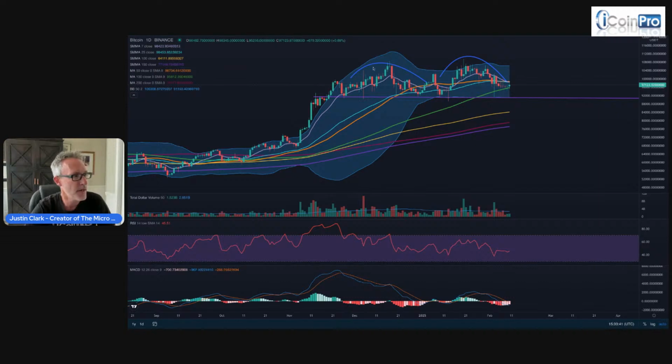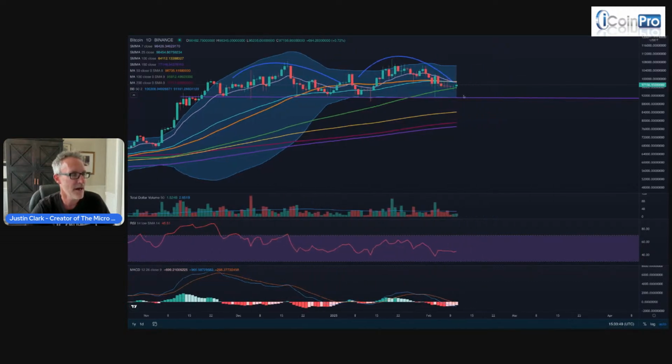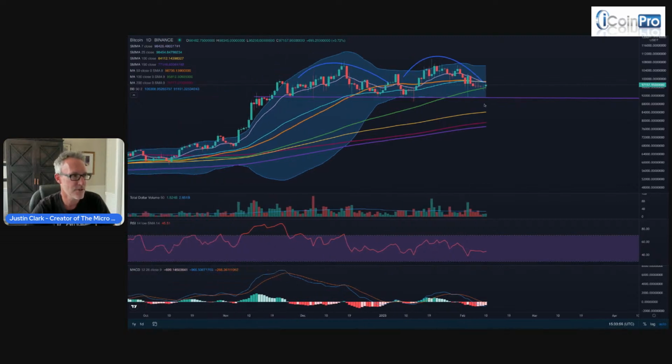So, but for right now, it looks like that is what we are potentially building here, and we'll have to see what happens. Now, this purple line that's going straight across is the neckline of the head and shoulders. If we lose this area, then it's not good.